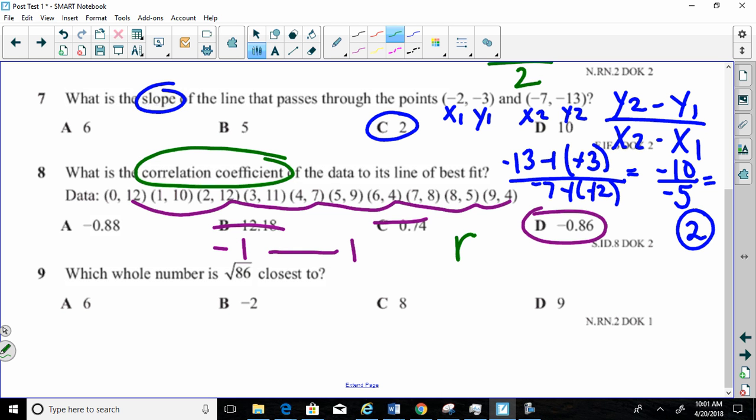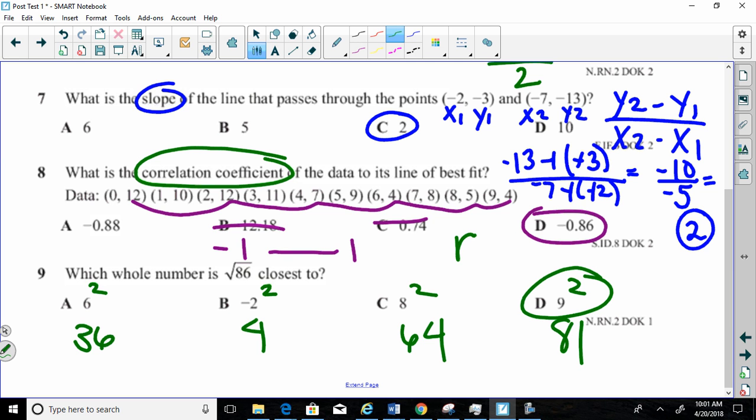Slope would be today, linear equation. Whole number that the square root of 86 is closest to. Some people said, well, I just put it in my calculator. Yeah, but this may be a non-calculator question. So if it is, you just square each number and see which one's closest. So what's 6 squared? 7 squared? Good, 49. 8 squared? 9 squared. Which one's closest to 86? Does that make sense?